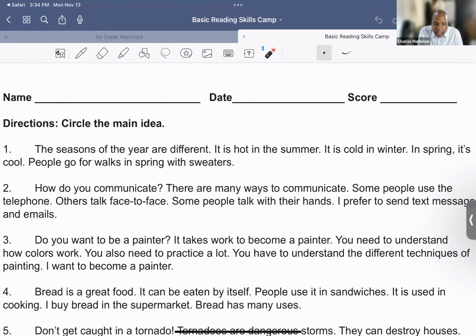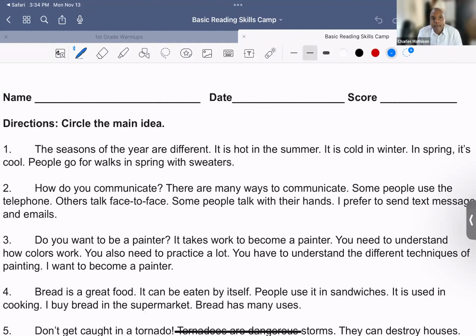So it says the seasons of the year are different. It is hot in the summer. It is cold in winter. In spring, it's cool. People go for walks in spring with sweaters. So I see it's hot in the summer, cold in the winter. We're talking about the seasons of the year.